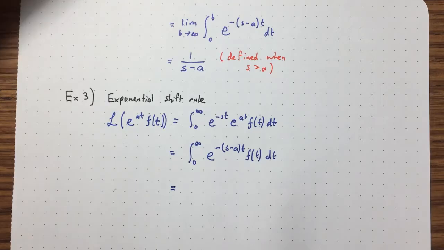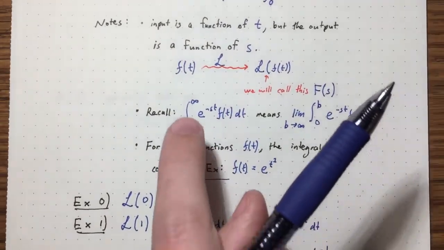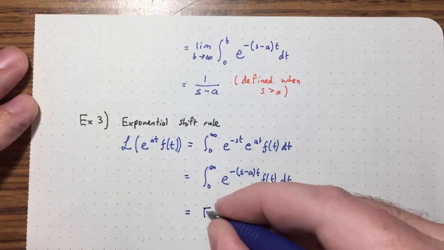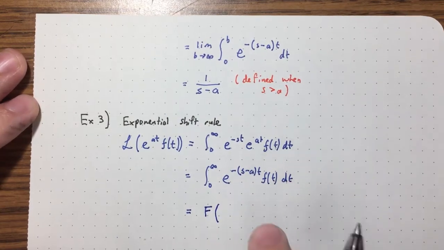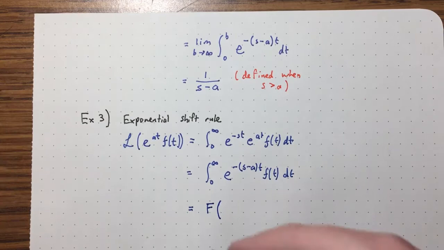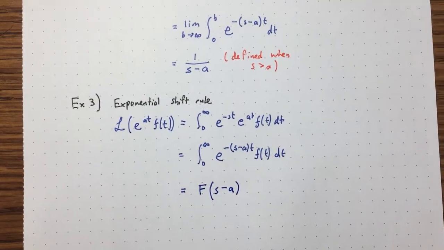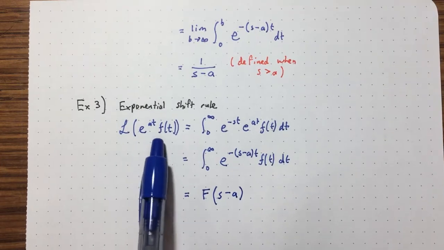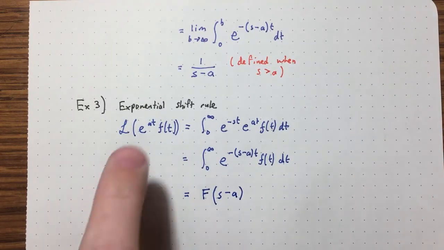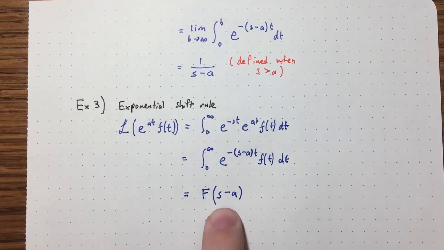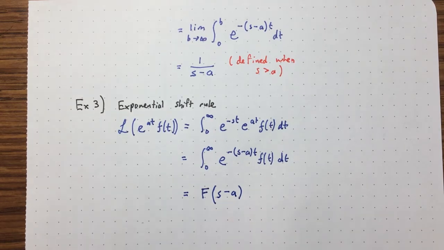Well, let's use our convention of calling the Laplace transform of f of t capital F of s. So this is going to be capital F of, instead of s, I have s minus a. So it'll be capital F of s minus a. So in other words, to find this Laplace transform, all you have to do is find the Laplace transform of that function by itself. Okay? And then wherever you see an s, you replace it by s minus a. Okay, that's the exponential shift rule.